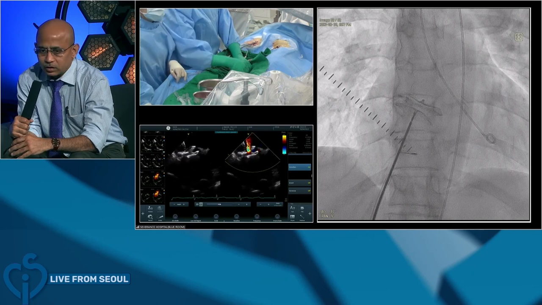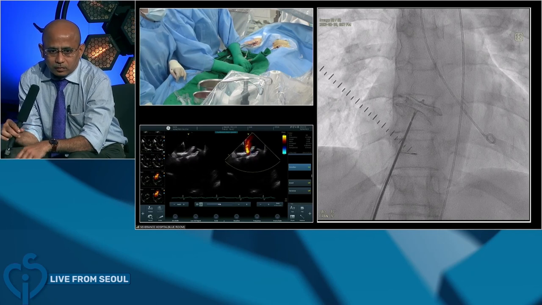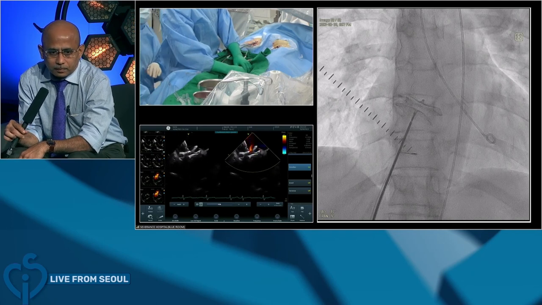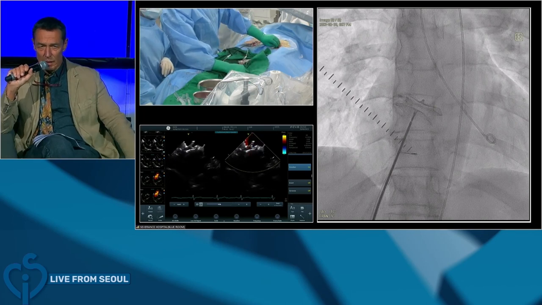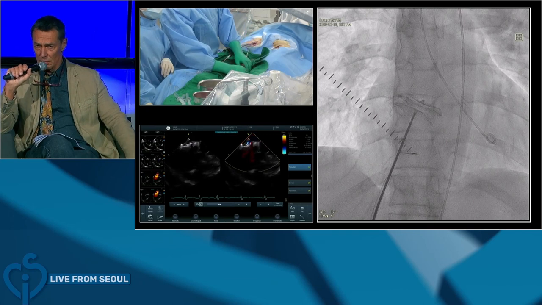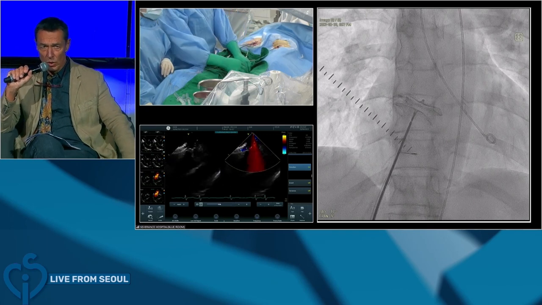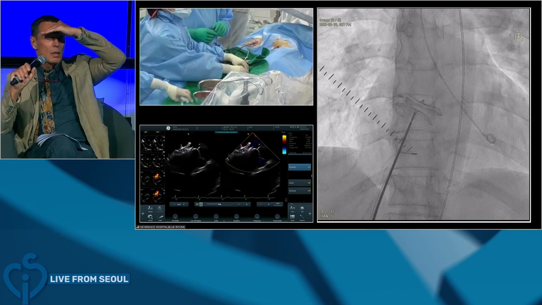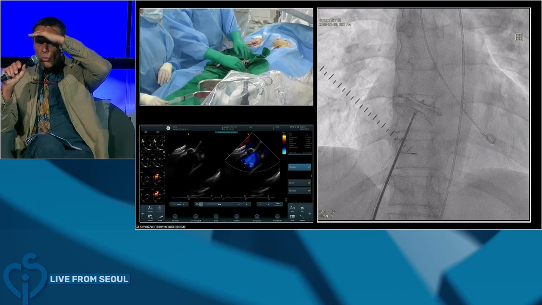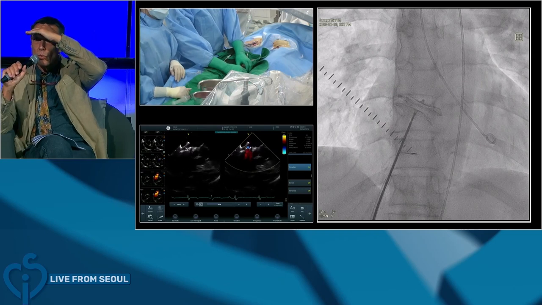Yeah, however, you can see the effect of fenestration beautifully here. Yeah, absolutely. So I think there's a certain tendency here to use a bigger device. Who would use a bigger device? 26. Many. Who would stick with this device?